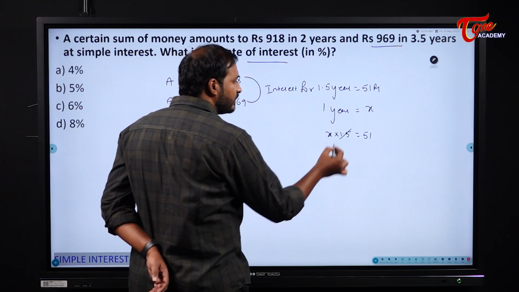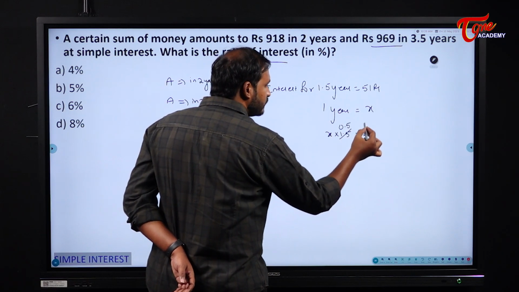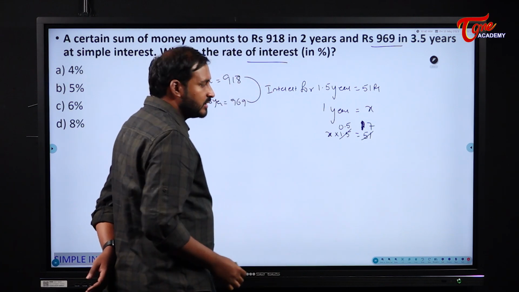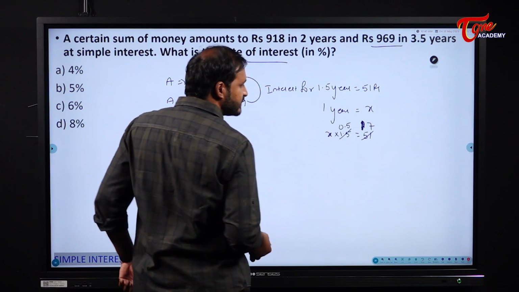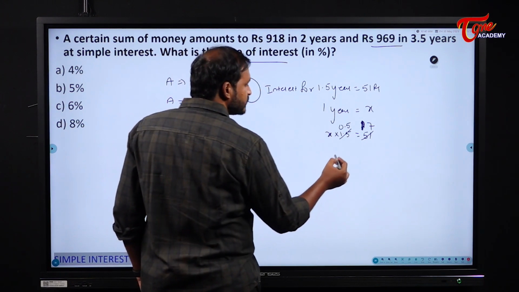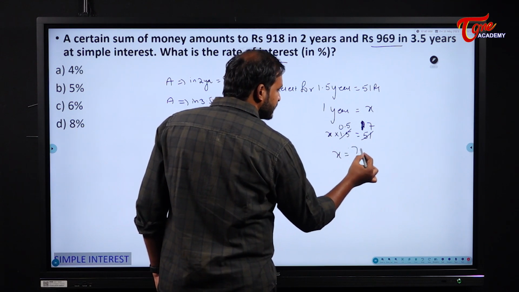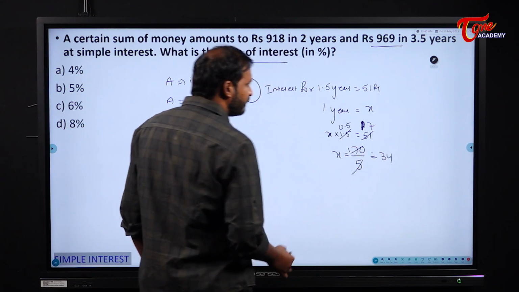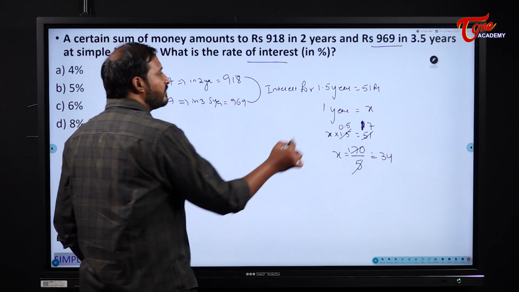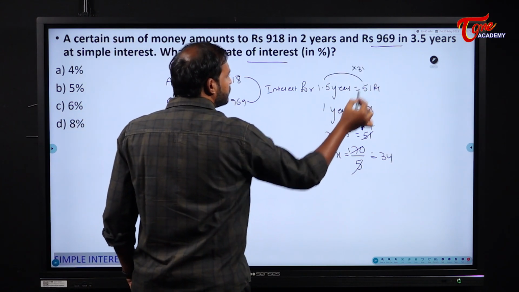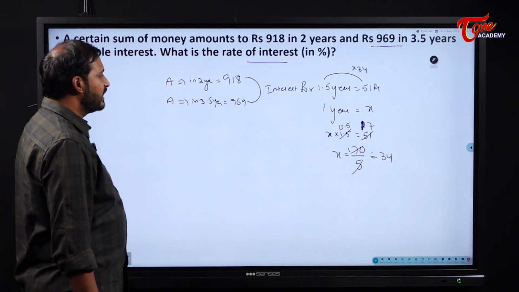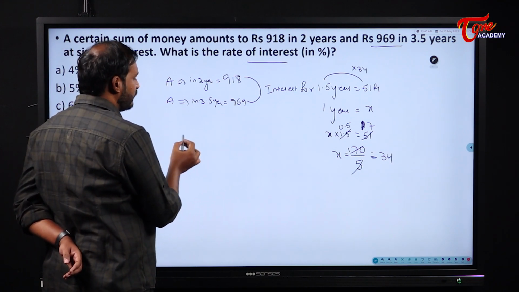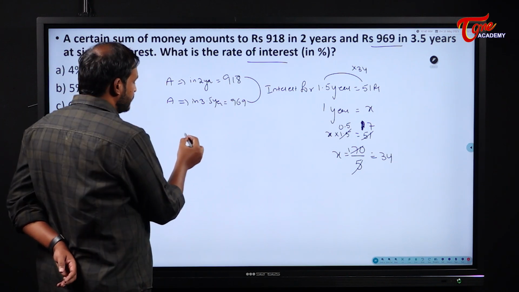You can take it as the 3 table: 3 into 17 is 51. Then 0.5, when I send it to that side, becomes division, so this becomes 170 by 5. This becomes 34. You can directly write it also: 1.5 into 34 is 51. So the value here is 34. That means interest for 1 year is 34 rupees.